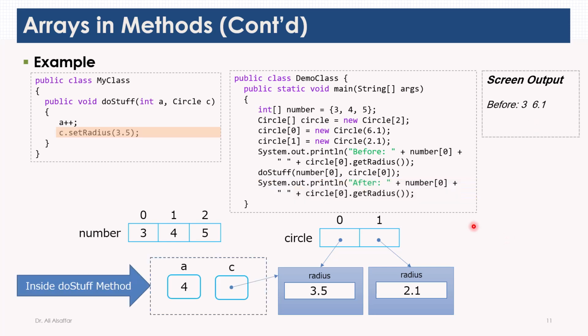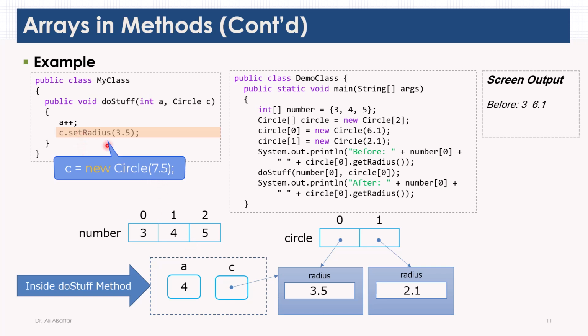Let us go back a few lines and assume we are still inside the doStuff method, specifically at this line. This line does not change the value of C. In fact, it is changing the state of the object pointed to by C. Now what if we try to change the value of C? What happens if we create a new object of Circle with radius 7.5 and assign the reference of this object to C? In other words, if we write C = new Circle(7.5), we are changing the value of C.